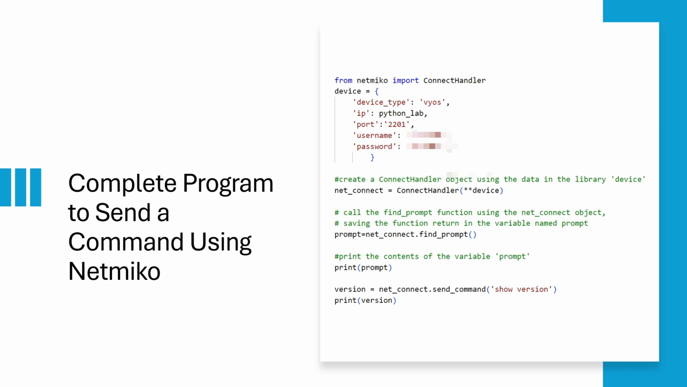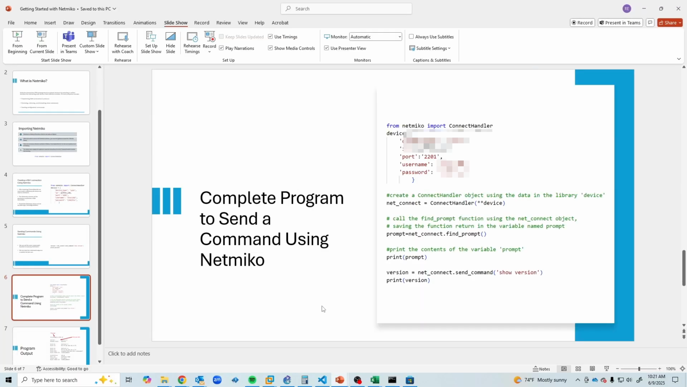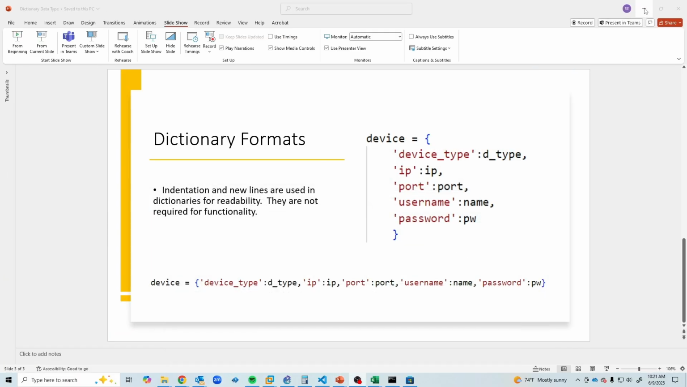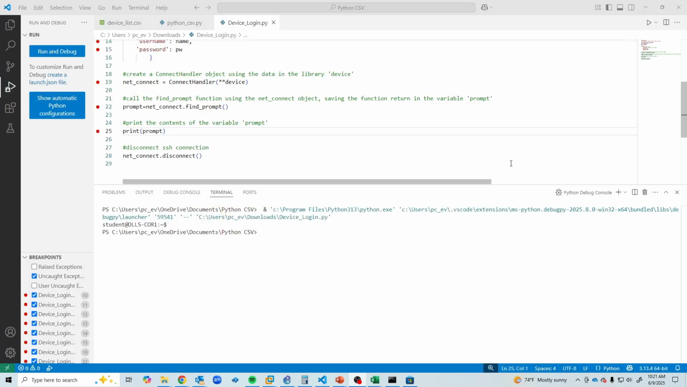Basically what it's going to do is it's going to hit the carriage return, and then whatever is printed after the carriage return will be the prompt of the device. We can print the prompt and we can print the version. So we looked at that already once. Let's take a look at this in Python.